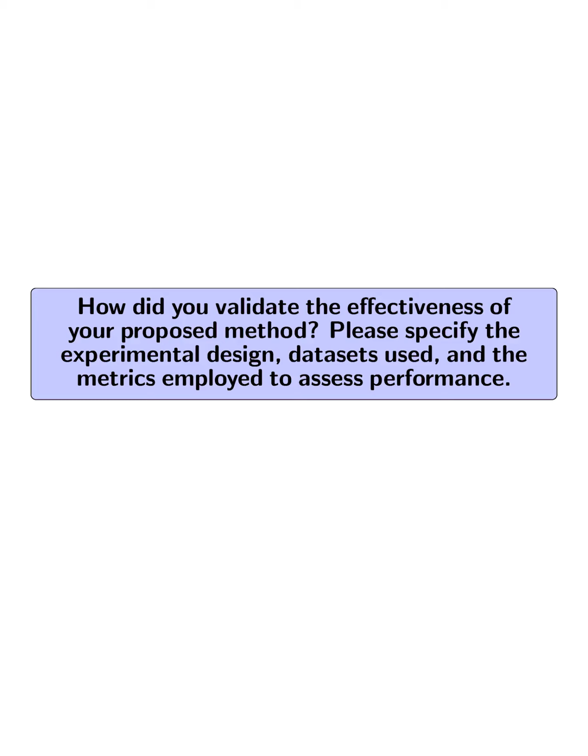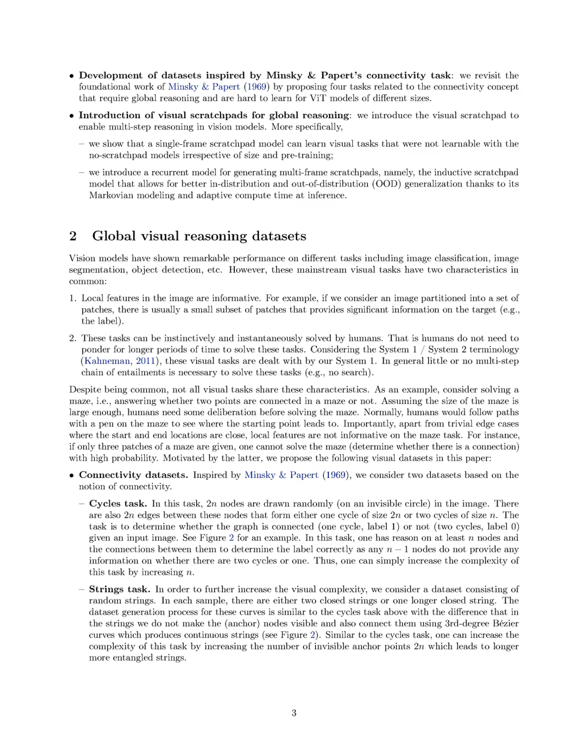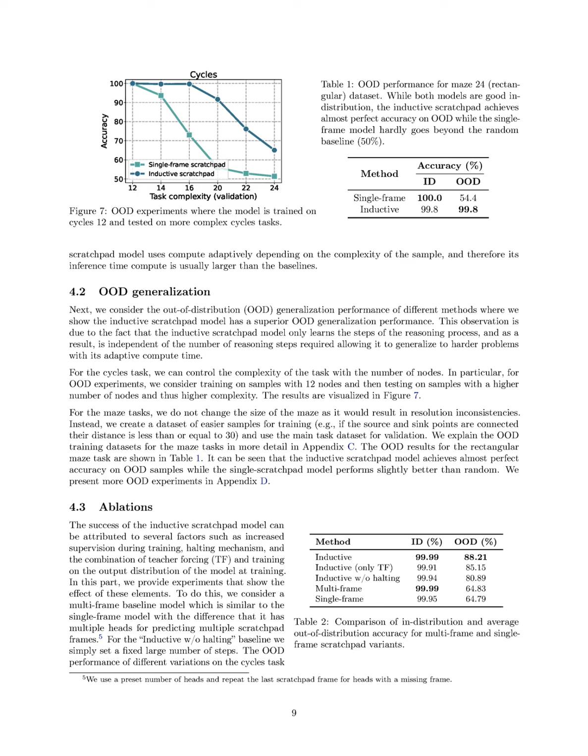How did you validate the effectiveness of your proposed method? Please specify the experimental design, datasets used, and the metrics employed to assess performance. To validate the effectiveness of our proposed method, we conducted experiments using our 4 proposed datasets, which include the cycles task, strings task, and maze solvability tasks. Each dataset contained 1 million training samples, allowing us to assess model performance across various complexities.